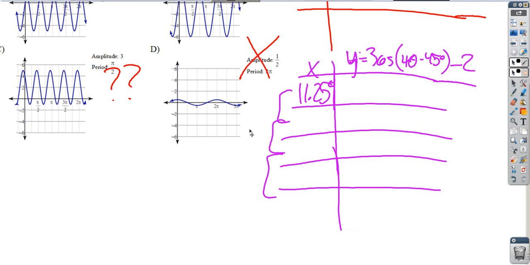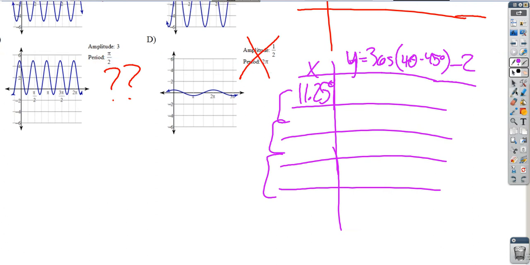So we'll go up by 22.5. So 11.25 plus 22.5 is this number. If you increase another 22.5, it's going to be 56.25. Next number will be 78.75, and the last one is going to be 101.25.